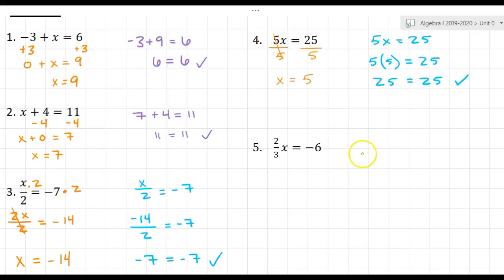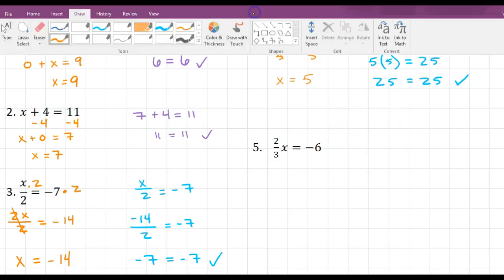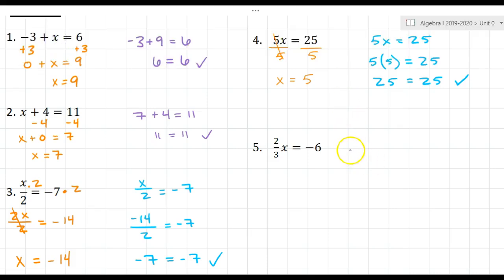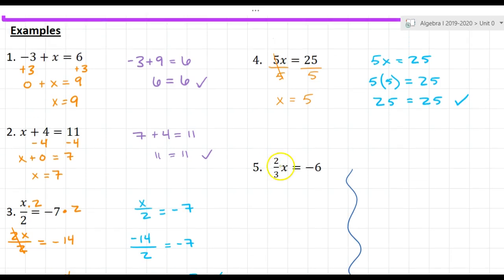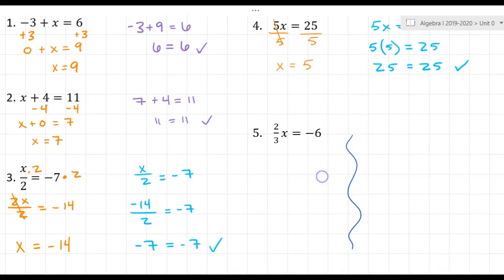Number 5. I'm going to show you 2 ways to solve this equation. The first way I'm going to show you to solve this equation is multiplying by the reciprocal. Right now we have 2 divided by 3, x equals -6. Well, if I multiply both sides by its reciprocal, the reciprocal means flipping the fraction.